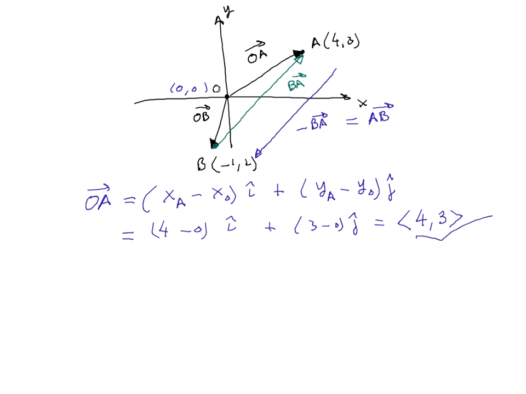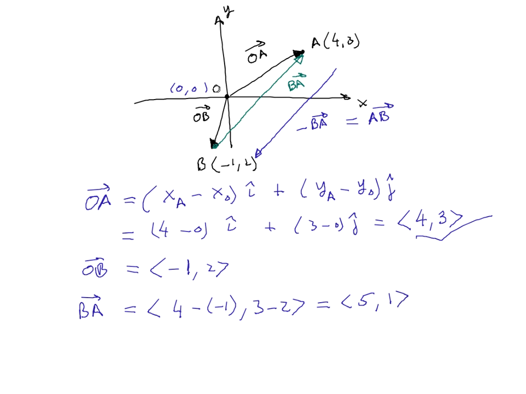If we apply the same recipe to position vector OB, then it would be -1 and 2. -1 minus 0, and then 2 minus 0. Now if we apply the same recipe to BA, again, we're going to take the final minus the initial. So it's going to be 4 minus -1, and then 3 minus 2. Therefore, we end up with 5 and 1.